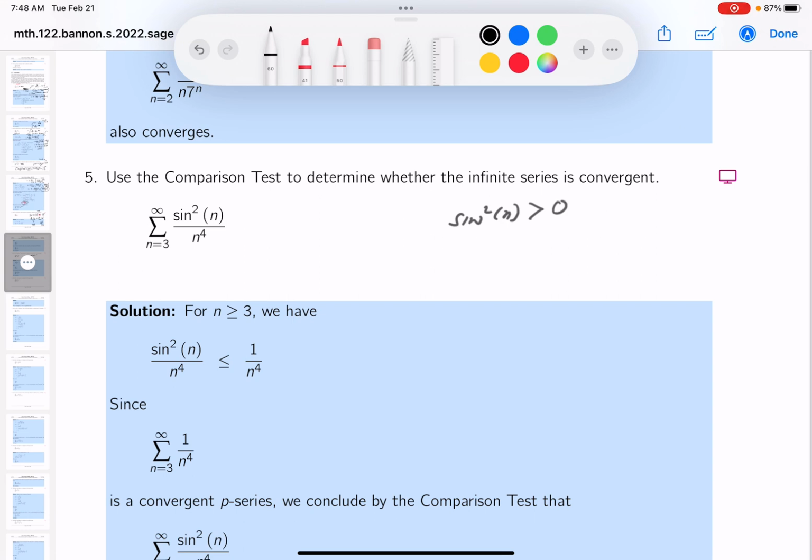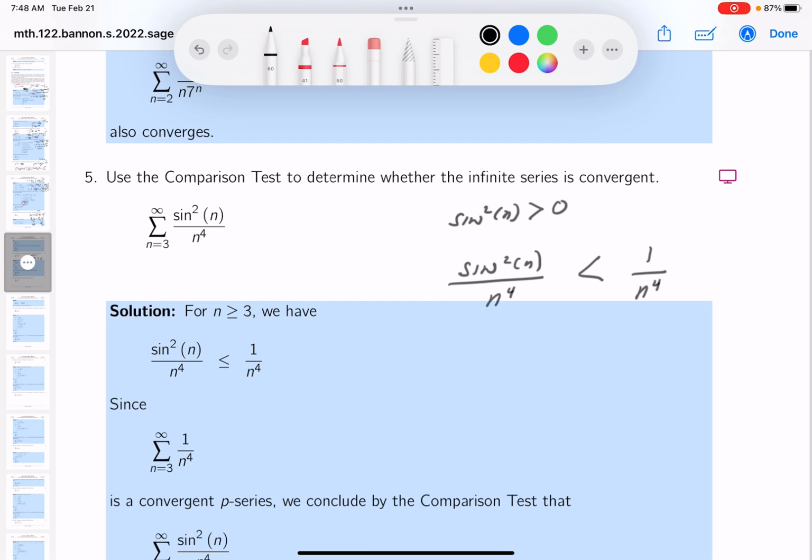So what do I know about this thing? I know it's a positive term series. So what I'm going to do is get a comparison for you. I hope you realize the sine squared function could never exceed 1. So an easy comparison over here would be 1 over n^4 in the bottom. The question is, which one's bigger? Well, this guy on the right side is bigger. And why is that? Well, the sine squared is never going to exceed that.